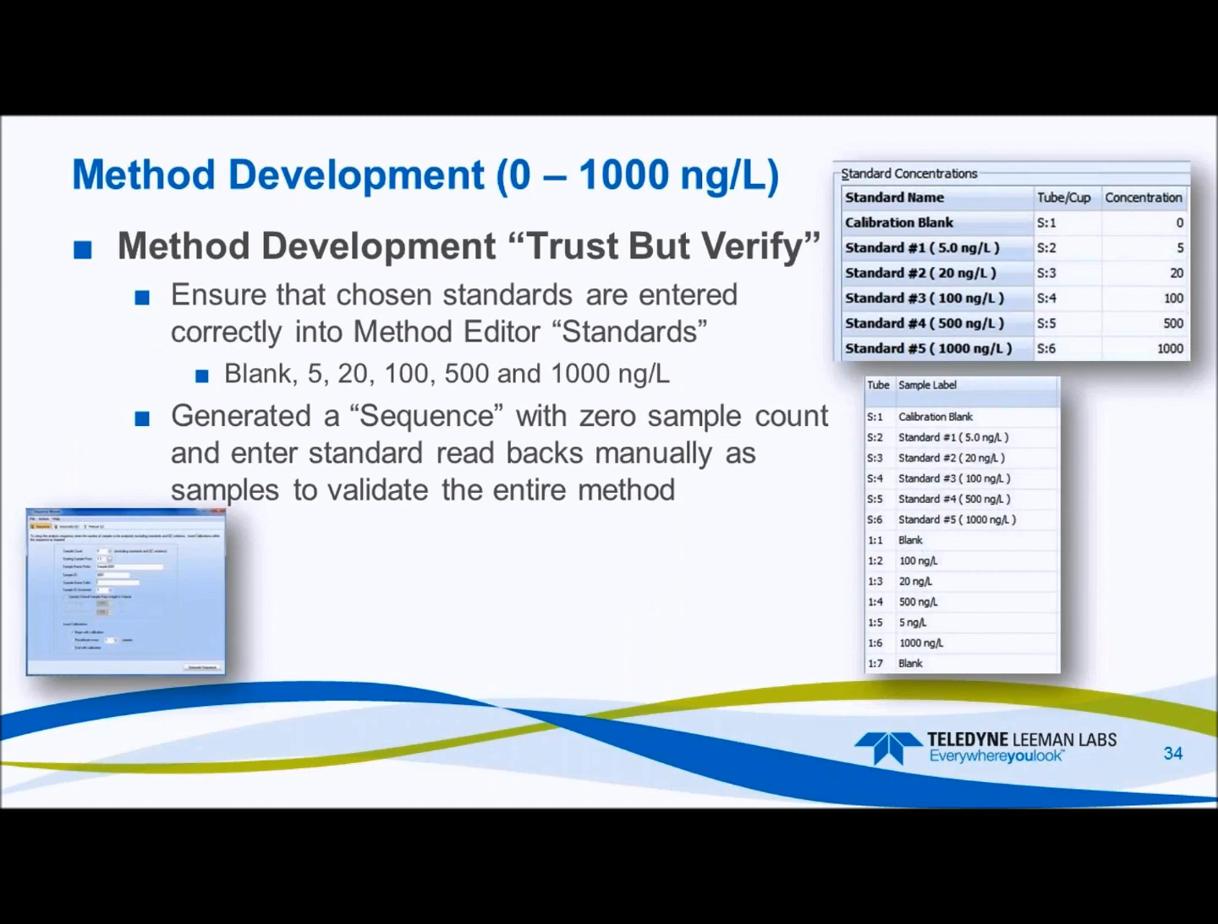So I'm going to ensure that the standards I've chosen are entered in. So I'm going to run with a blank, 5, 20, 100, 500, and 1,000 nanograms. I'm going to generate a sequence with 0 sample count because I want to enter in my standards manually as rebacks to validate the entire method.